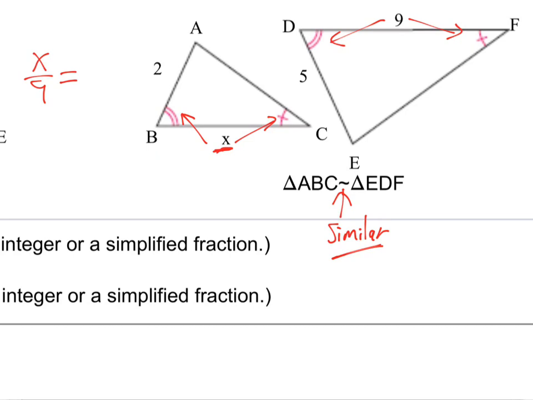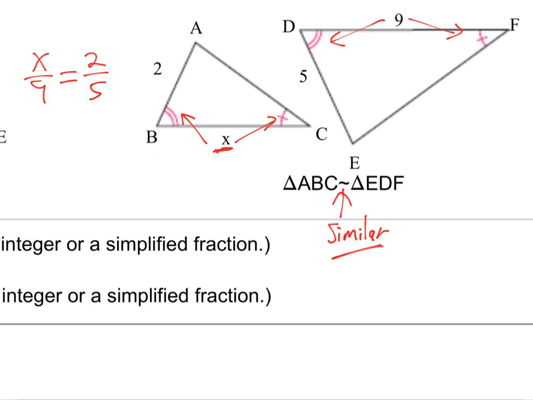And then your only other option is to use the 2 and the 5. 2 and 5. Does that make sense?